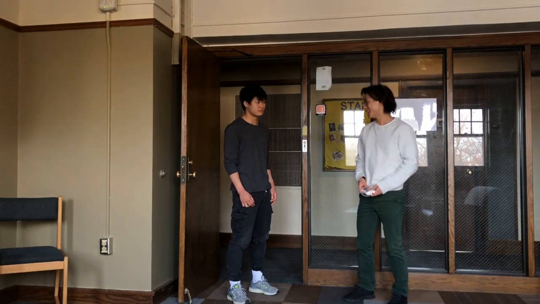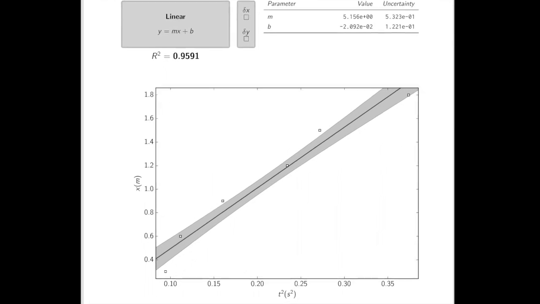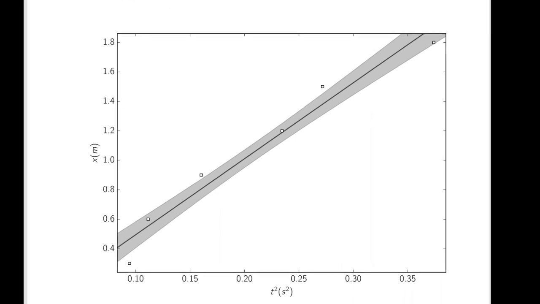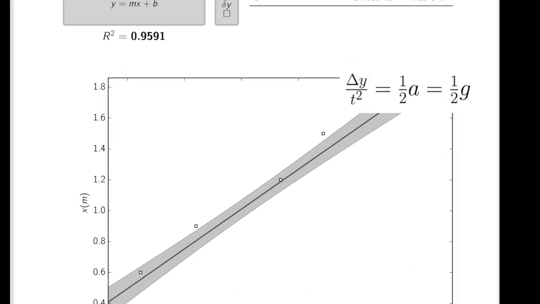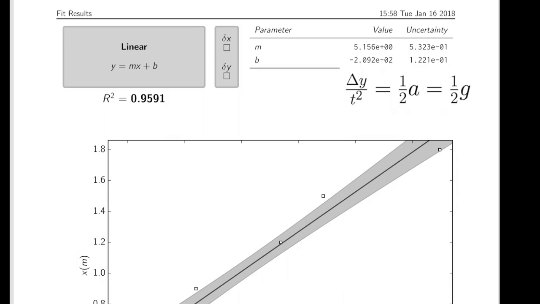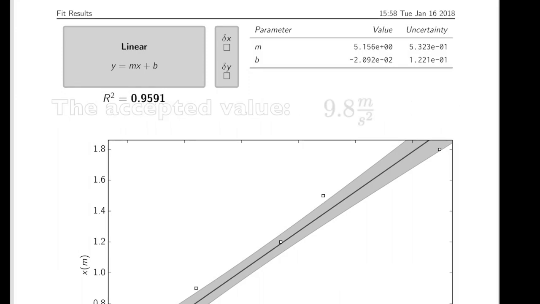Hey Elliot, think fast! To complete the experiment, keep dropping the object from many different heights and record the time it took for the object to fall. Then you can use the data to create a graph like this one, in which you have the distance the object fell on the y-axis and the time squared on the x-axis. Remember from earlier that delta y over t squared equals 1/2 a. This corresponds to the slope of our graph. Therefore, the slope of a best fit line of our graph should yield half a or half g.